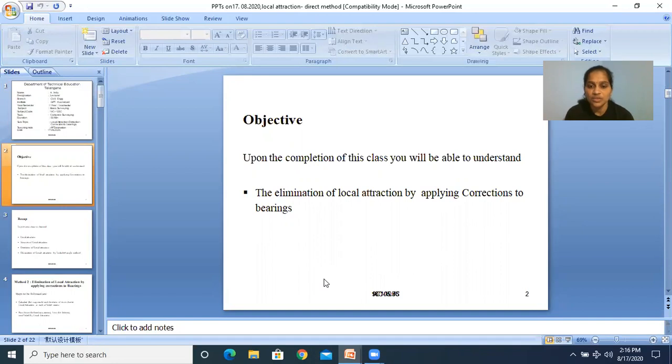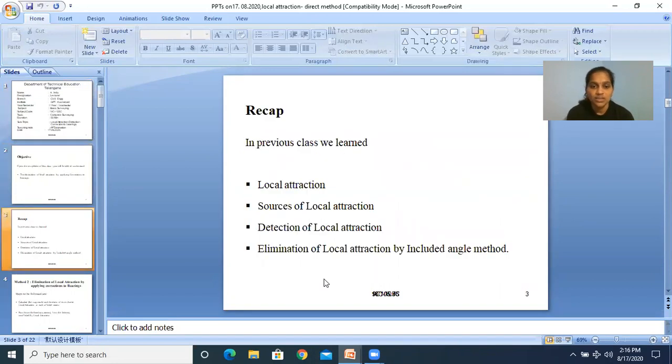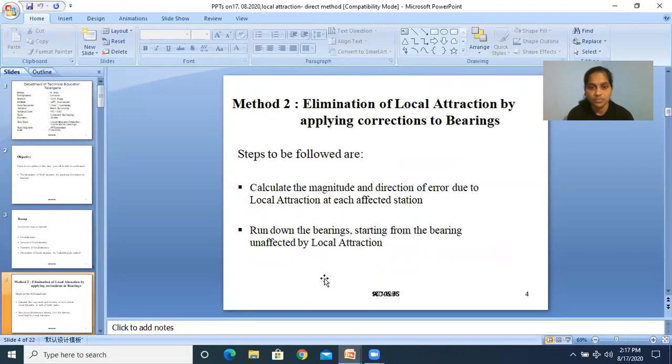On completion of this class, you will be able to understand the elimination of local attraction by applying correction to the bearings. In the previous class, we learned what local attraction is, the sources of local attraction, the detection of local attraction, and the elimination of local attraction by the included angle method. Today we will learn the second method, elimination of local attraction by applying correction to the bearings. This is called the direct method.